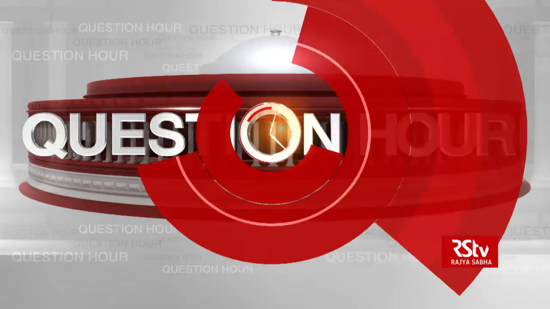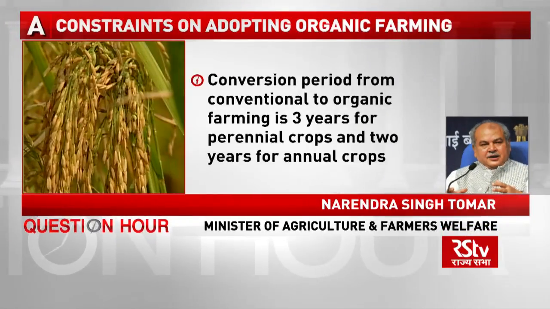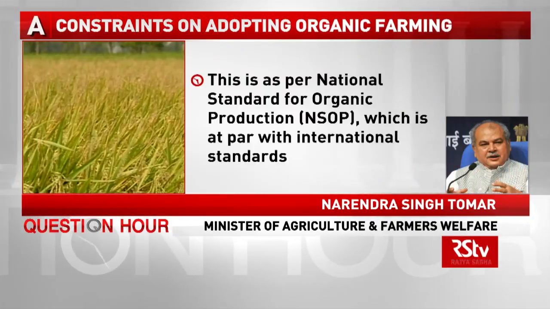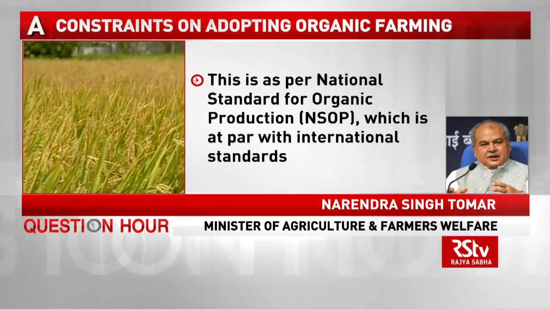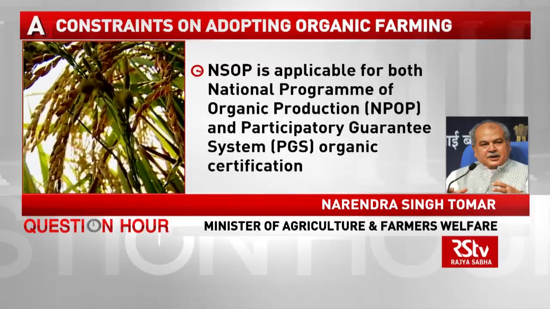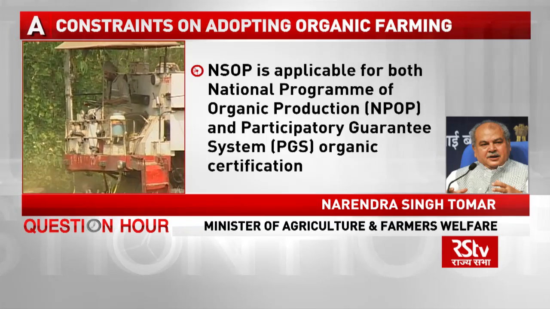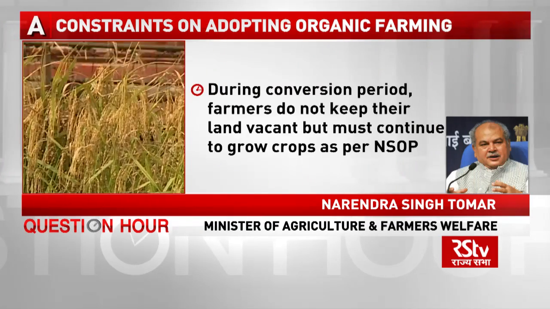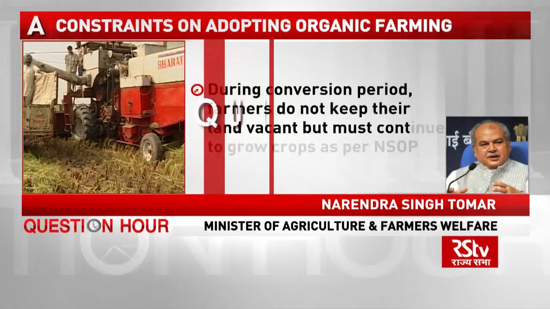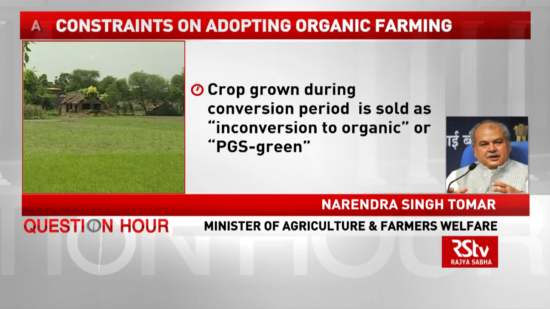And he goes on to say that the conversion period from conventional to organic farming is 3 years for perennial crops and 2 years for annual crops as per the National Standard for Organic Production, which is at par with international standards. NSOP is applicable for both the National Program of Organic Production and the Participatory Guarantee System organic certification followed in the country. During the conversion period, farmers do not keep their land vacant but must continue to grow crops as per NSOP. The crop grown during the conversion period is sold as in conversion to organic.